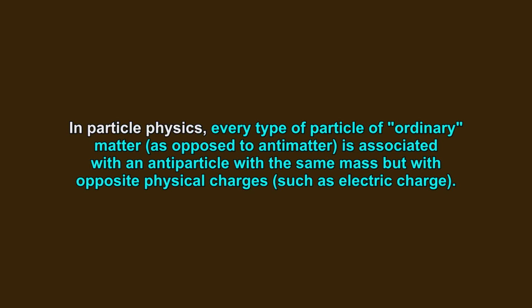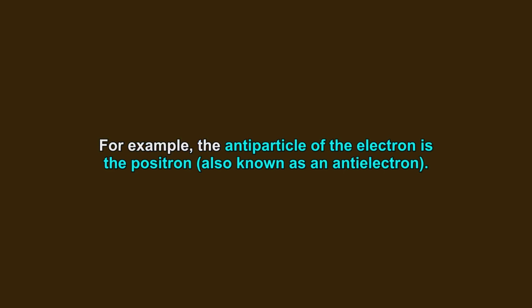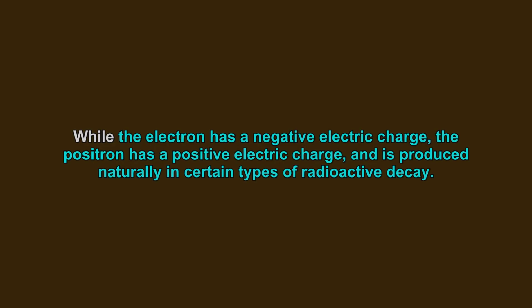In particle physics, every type of particle of ordinary matter, as opposed to antimatter, is associated with an antiparticle with the same mass, but with opposite physical charges, such as electric charge. For example, the antiparticle of the electron is the positron, also known as an antielectron. While the electron has a negative electric charge, the positron has a positive electric charge and is produced naturally in certain types of radioactive decay.